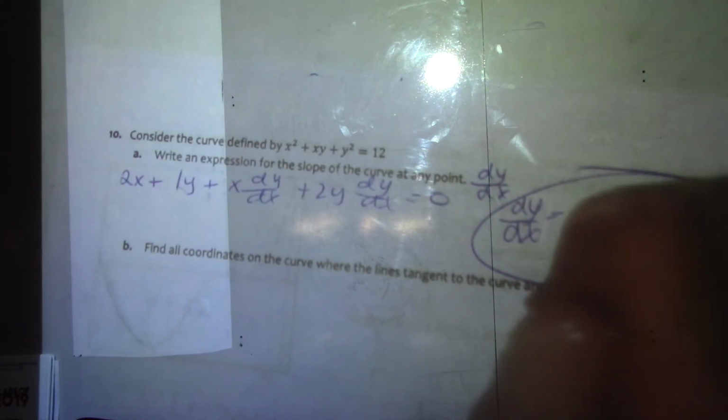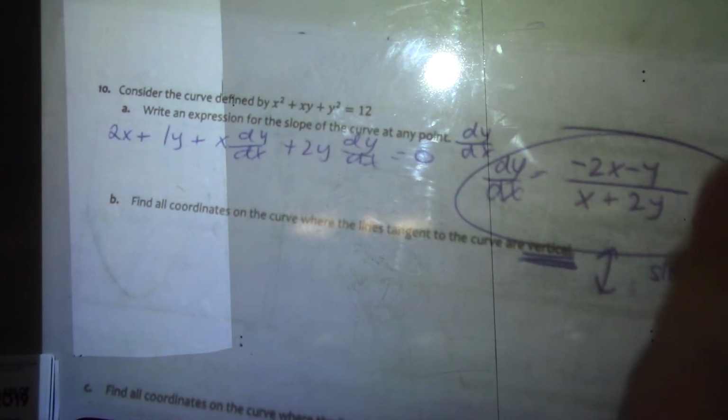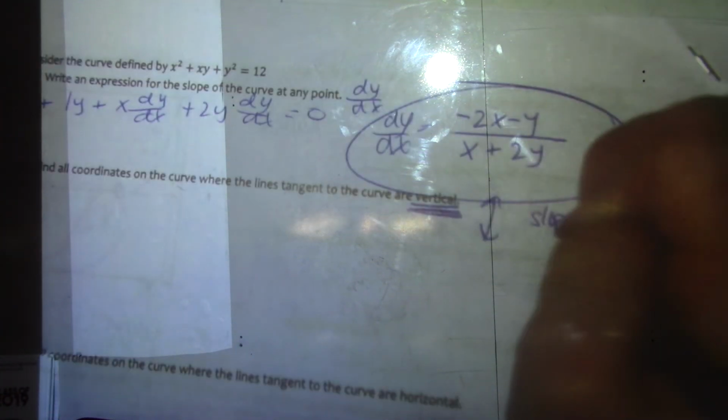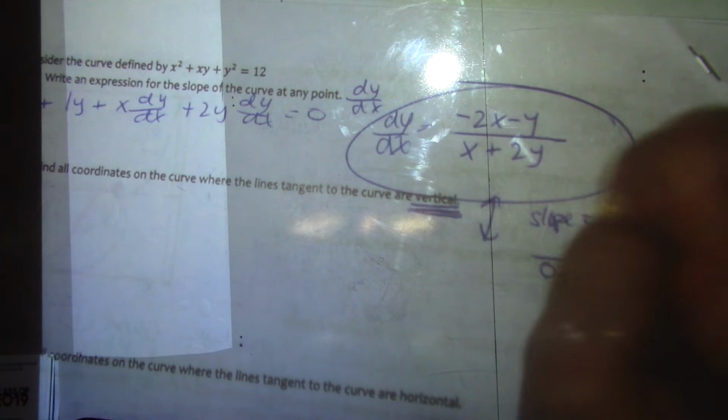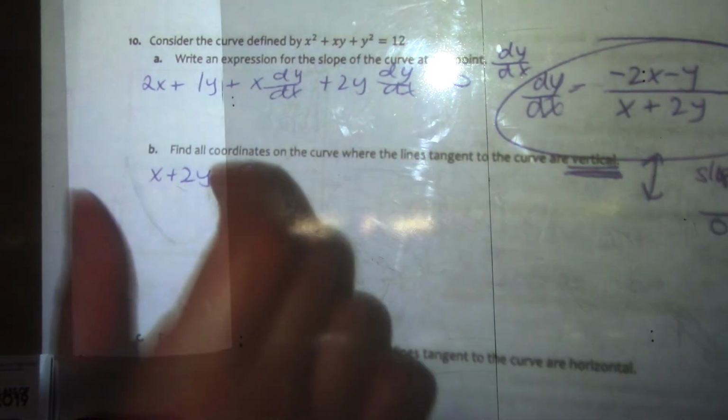Where the points are vertical, the tangent lines are vertical. So vertical looks like this. That means that my slope is undefined. Undefined comes when you divide by 0, which means my denominator must be 0. So I'm going to take my denominator, x plus 2y equals 0, and set it equal to 0. That gives x is negative 2y.